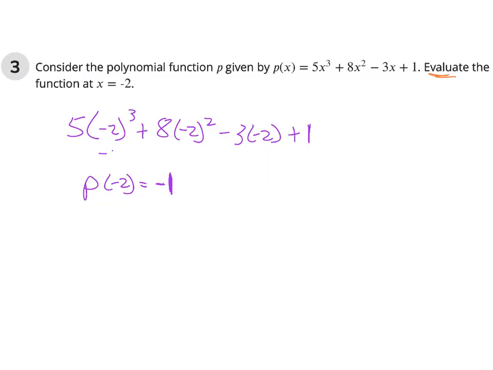Negative 2 cubed is negative 8. Negative 2 squared is positive 4. And negative 2 to the first power is just negative 2. So 5 times negative 8 plus 8 times 4 plus 6 plus 1. 8 times 4 is 32. Plus 6 is 38. Plus 1 is 39. 5 times 8 is negative 40. So that gives us negative 40 plus 39, which gives us negative 1.